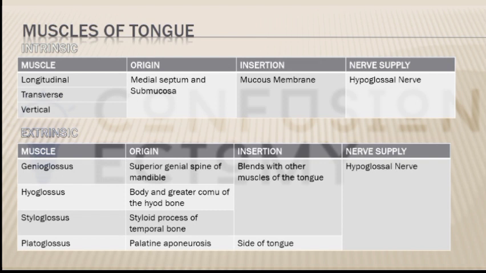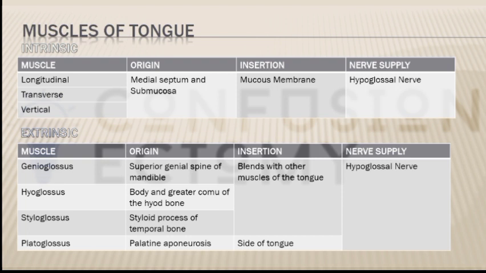In the extrinsic muscles, there are four muscles: genioglossus, hyoglossus, styloglossus, and palatoglossus. We'll discuss the origin, insertion, and nerve supply of these muscles. Their origin is in their name. The genio part represents that the origin of this muscle is at the superior genial spine of the mandible. The next muscle is hyoglossus.